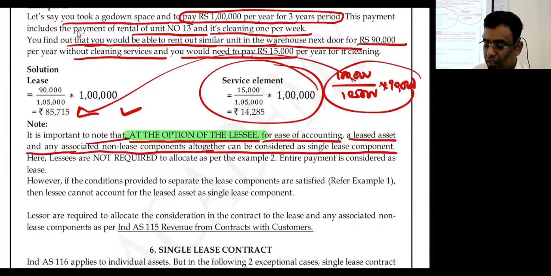And the option is with the lessee. For ease of accounting, the leased assets and any associated non-lease component. Of course, in this example, the non-lease component is a service element that can be treated together.